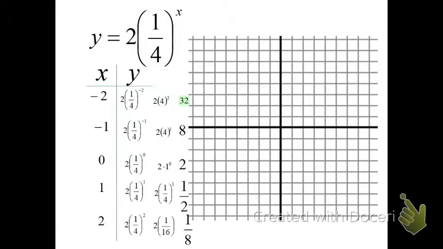So when we are plotting these points, negative 1, 1, 2, 3, 4, 5, 6, 7, 8. This is the point, negative 1, 8. Then I have 0, 2, which is that point right here. Then I have 1, 1/2, not a bad point. And I have 2, 1/8. And so what's going to happen is it starts up here and it falls.